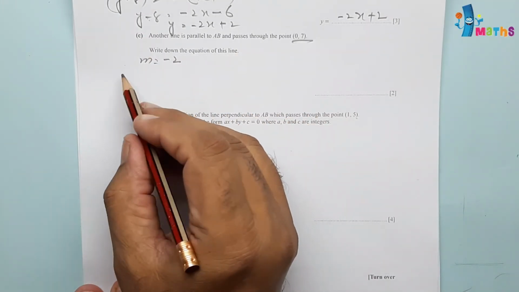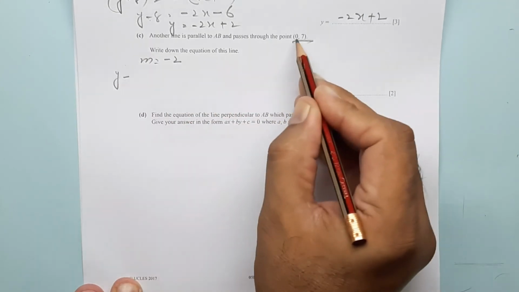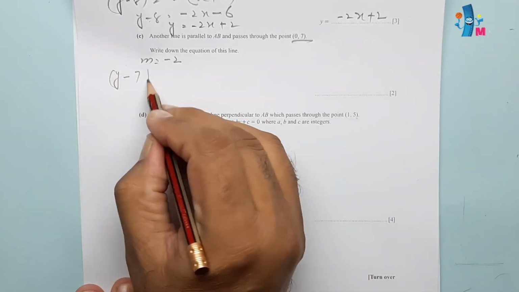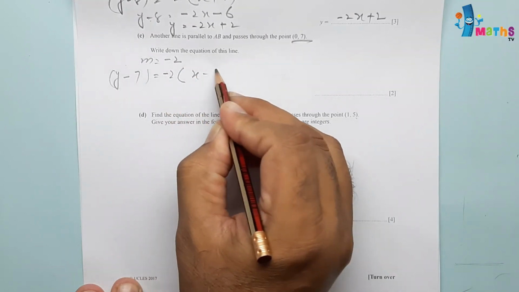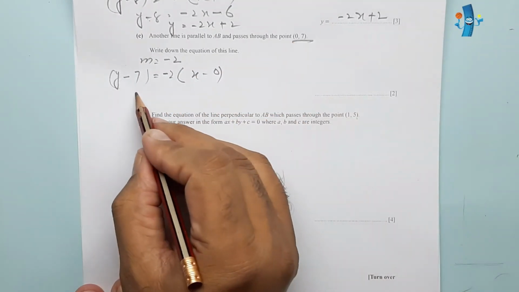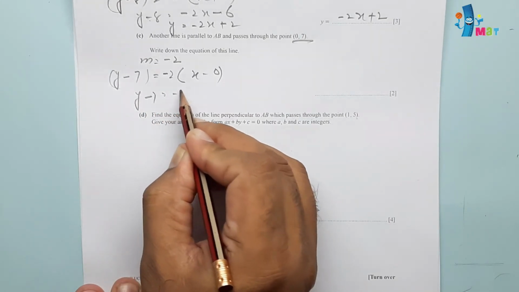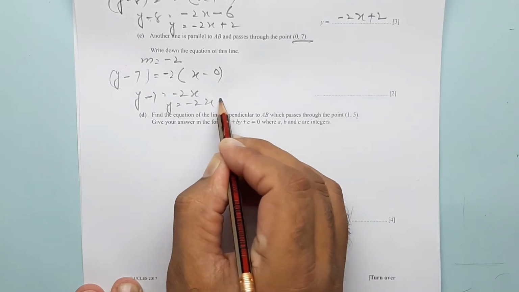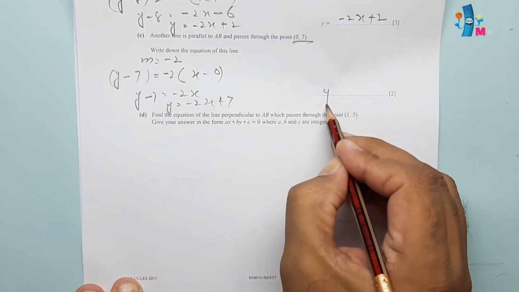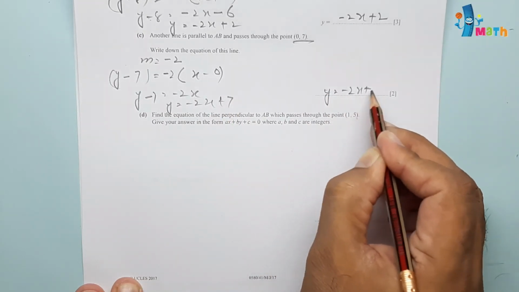Again we'll apply the same formula, y minus y1, which is 7, into m, which is minus 2, into x minus x1, which is 0. So y minus 7 is equal to minus 2x. So y is equal to minus 2x plus 7. Our answer will be y is equal to minus 2x plus 7.